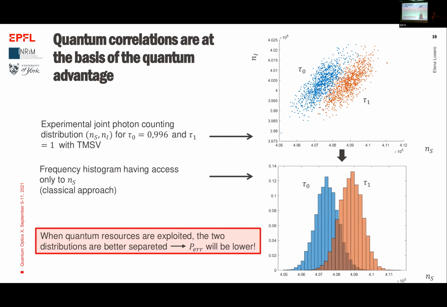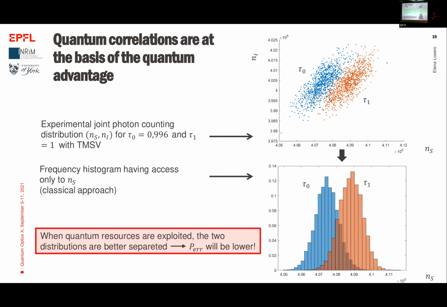So this is a slide which should help to understand, at least from an intuitive point of view, why this strategy works. In this plot here, I reported the photon number distribution for signal and idler, for the two different transmittances, tau 0 and tau 1, which are two levels that encode the 2 bits of our channel, of our bit. And what we can see is that due to quantum correlation, these distributions have a squeezed shape, and therefore they can be easily distinguished compared to not squeezed distribution.